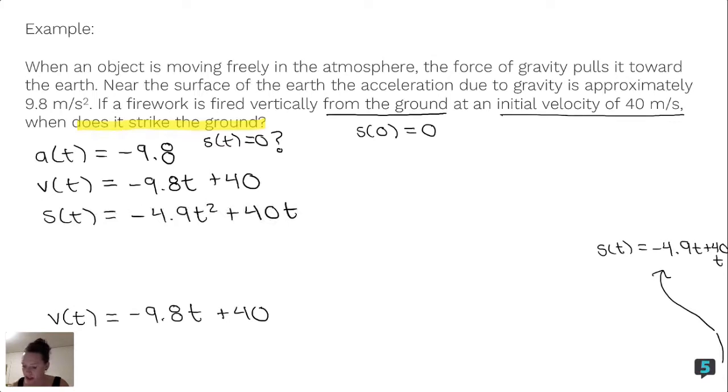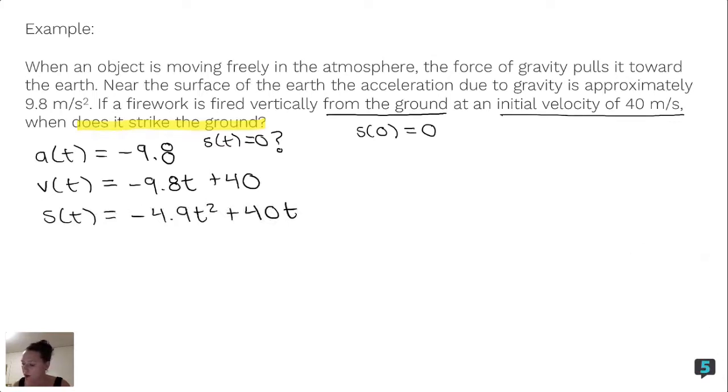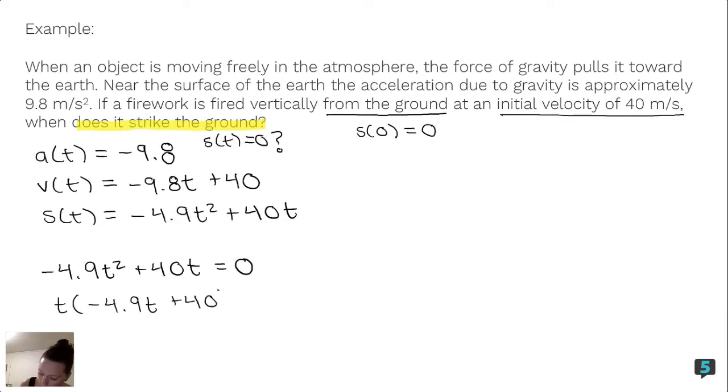In order for us to answer this question of when does it strike the ground, we need our position function to equal 0. So we need to set negative 4.9 t squared plus 40 t equal to 0. Notice that both of those terms on the left-hand side of this equation have a t, so we can factor out a common factor of t. We'd be left with t times negative 4.9 t plus 40 equals 0. Now, as we solve this equation, remember we need to set each factor equal to 0. So we're going to get t equals 0, and negative 4.9 t plus 40 equals 0.